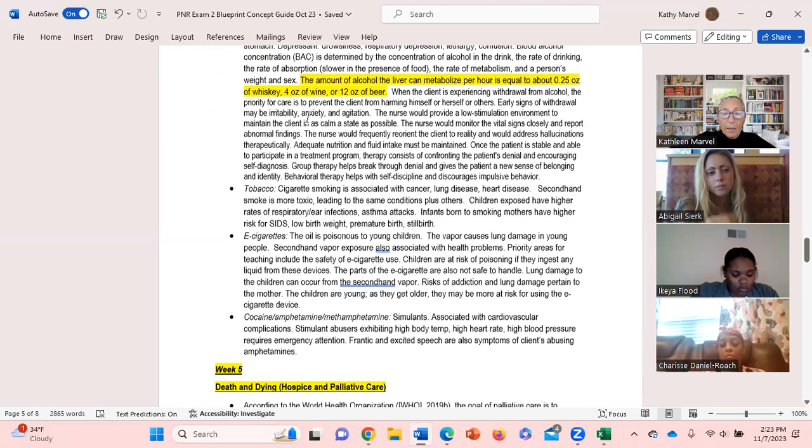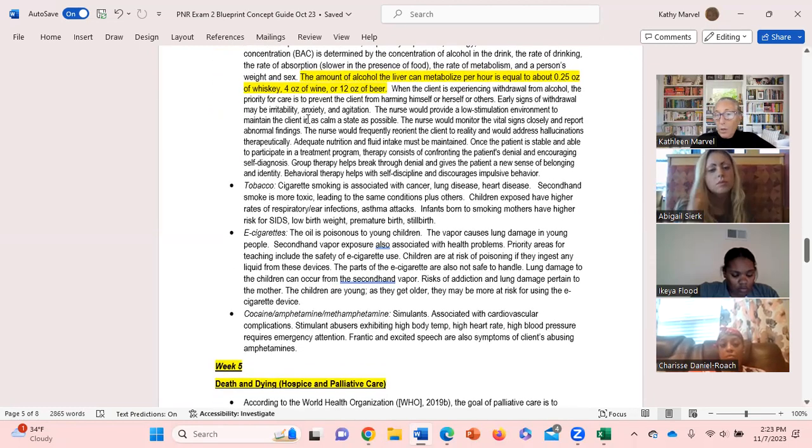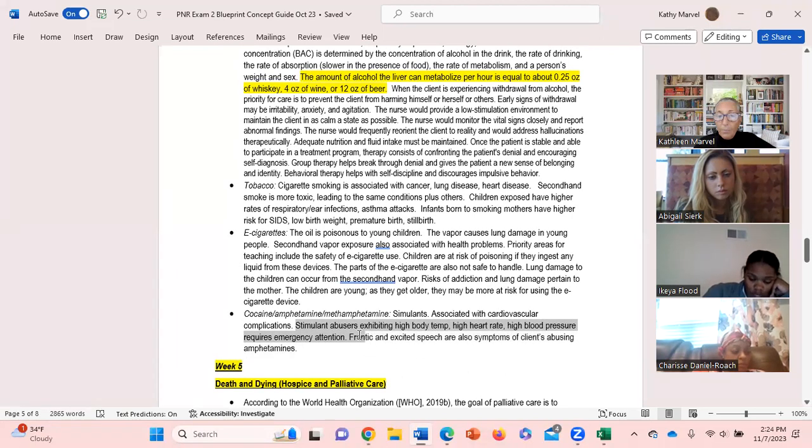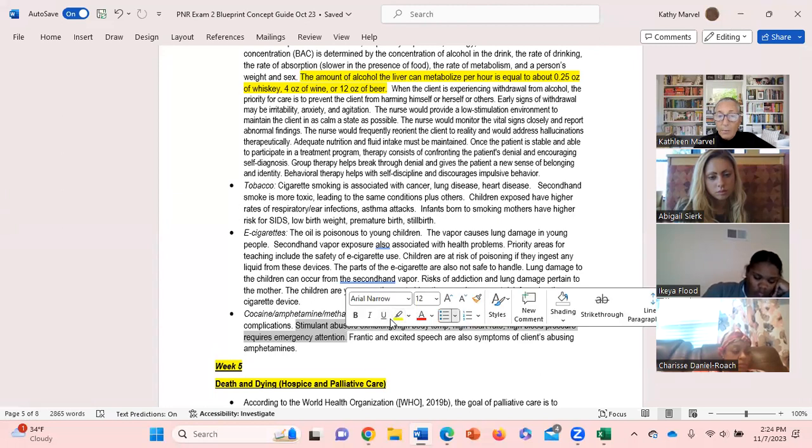And then you've got your cocaine, your meth, your amphetamines, right? These are all stimulants, and they're very much associated with cardiovascular complications. Okay, so specifically, high body temperatures, high heart rate, high blood pressure, requiring emergency attention.